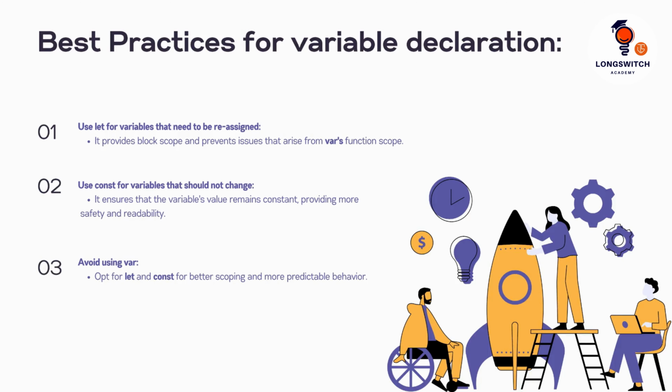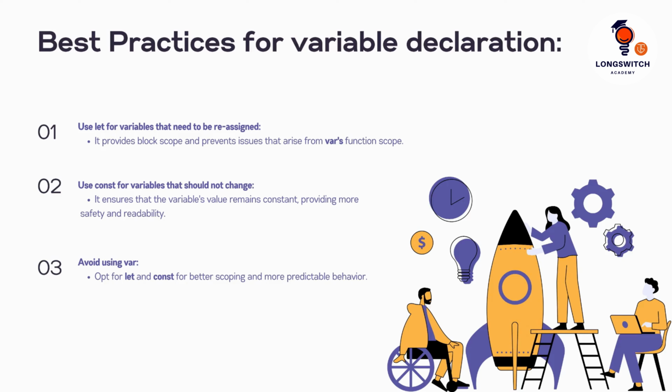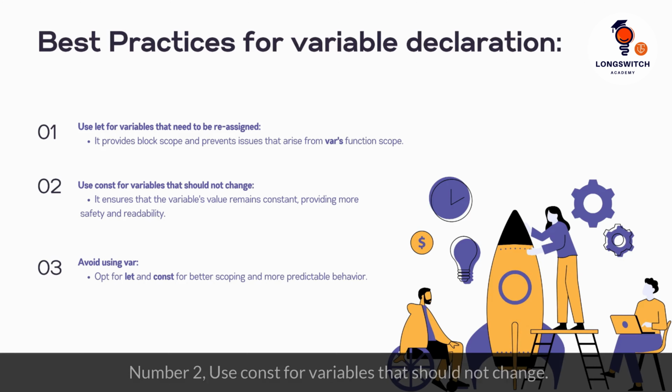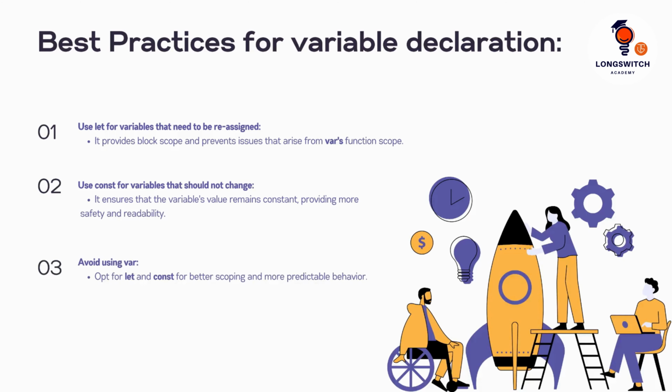Let's talk about some best practices for variable declarations in JavaScript. Number 1. Use let for variables that need to be reassigned. It provides block scope and prevents issues that arise from var's function scope. Number 2. Use const for variables that should not change. It ensures that the variable's value remains constant, providing more safety and readability. Number 3. Avoid using var. Opt for let and const for better scoping and more predictable behavior.